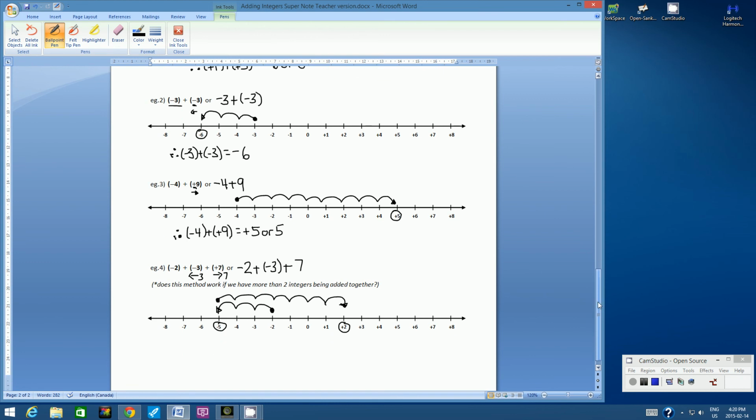Does that make sense? Okay, so let's write our conclusion statement by rewriting the question. Negative 2 plus negative 3 plus positive 7 equals, and we're left with the answer positive 2, or in standard form 2. Okay, so now I've given you another method to use in any adding integer problem.